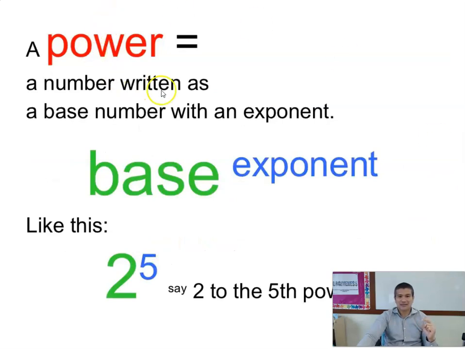So the power is a number written as the base with an exponent. So the base and the exponent. Like this one, right? We have the base, which is the 2, and the exponent is 5, or the power. You can say 2 to the power of 5, or 2 to the 5th power, or 2 raised to 5. It's the same.